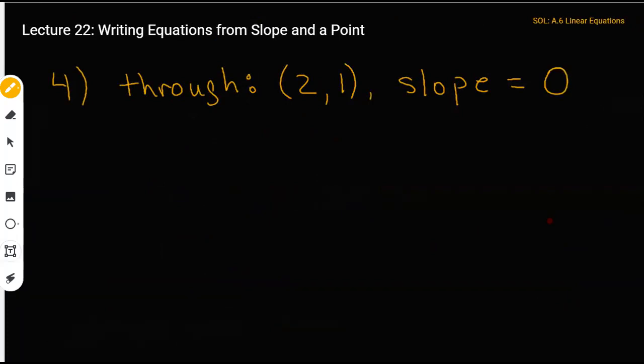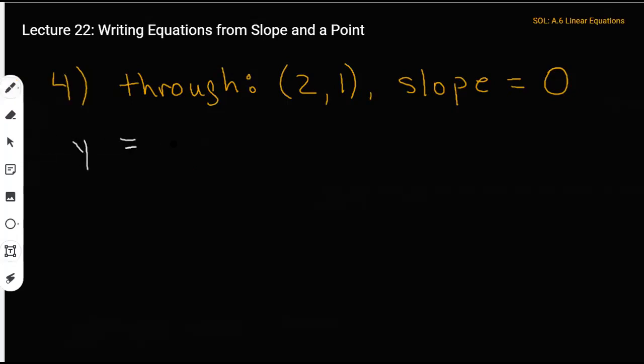The slope is going to be 0. So if your slope is 0, what kind of line are you going to have? Horizontal. Horizontal line. Yep. And you'll see that when we write out our answer.